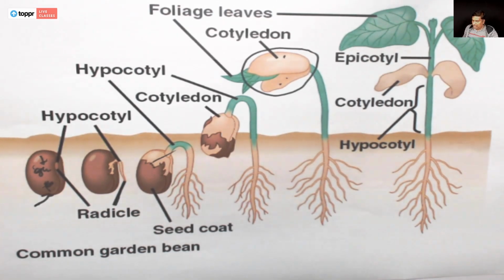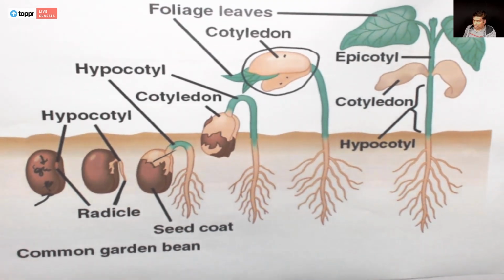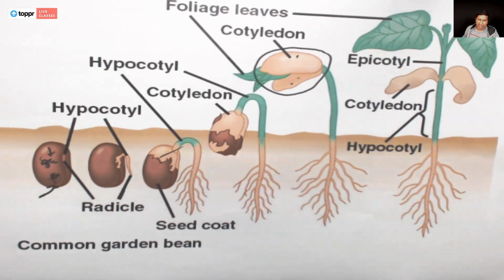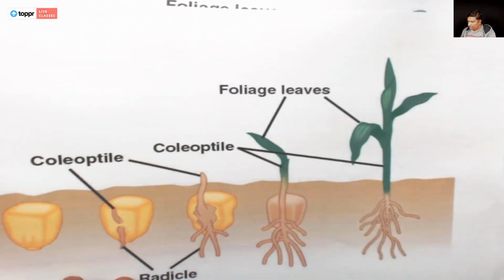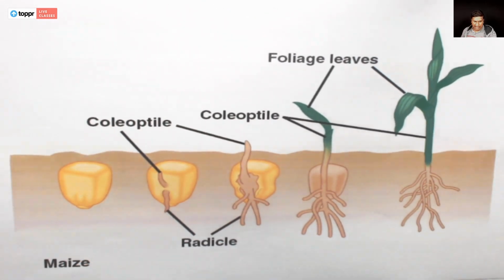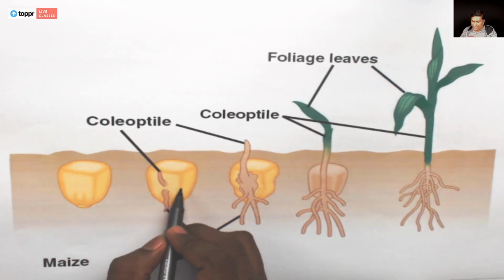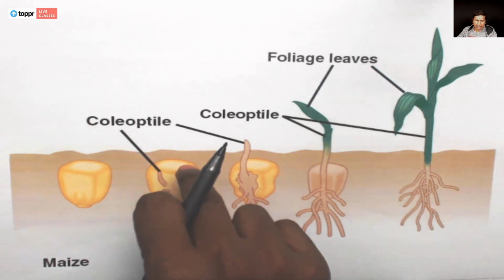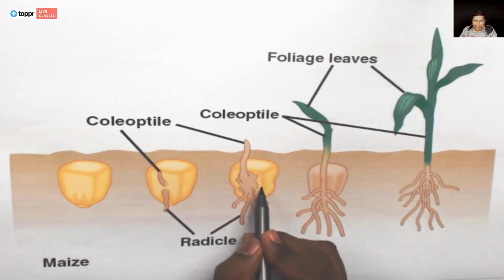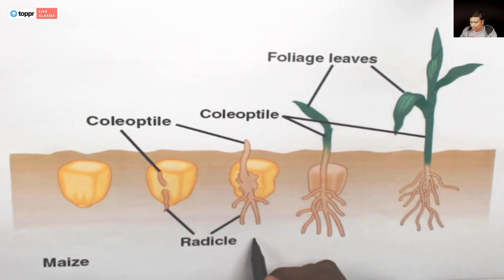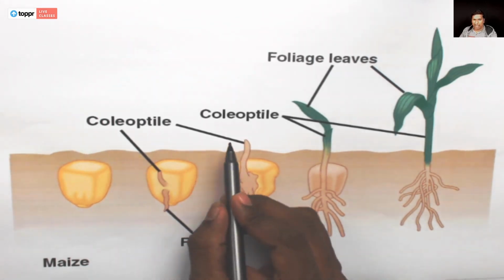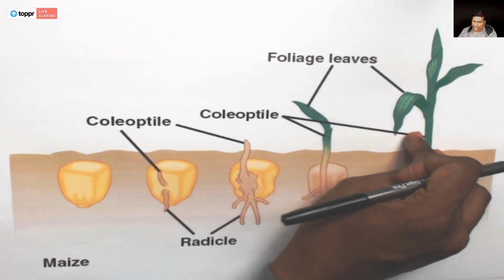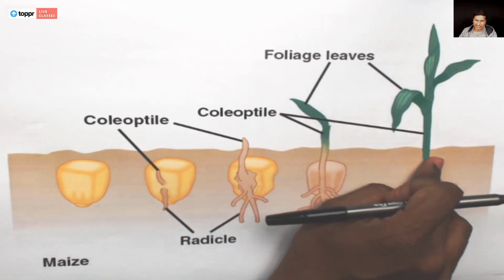This can be seen in plants like garden bean, pumpkin, etc. However, in plants like maize, you don't see the cotyledon coming out. The cotyledon will remain below the soil. The lower part of the embryonic axis will still give the radicle. The upper part is something called the coleoptile, which will directly start giving the foliage leaves. From this you will directly see the foliage leaves forming.